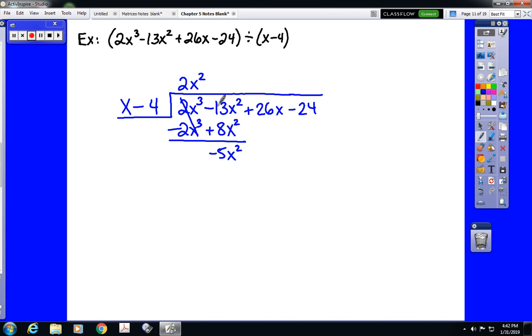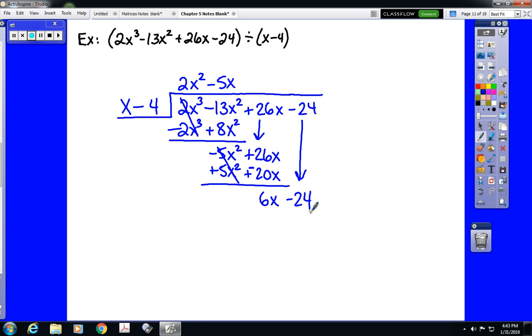That's the end of one cycle of the problem. We're now going to bring down the 26x and start a new cycle. We're basically going to start the problem over. We're going to ask ourselves, what do I need to do to x to turn it into negative 5x squared? The answer is I need to multiply it by negative 5x. Then I take negative 5x, I multiply the binomial, and I write it underneath. So negative 5x times x is negative 5x squared. Negative 5x times negative 4 is positive 20x. Draw the line, change both signs, add down would be 6x. And again, that first column should cancel. This completes another cycle, so I bring down the final term and I start the process again.